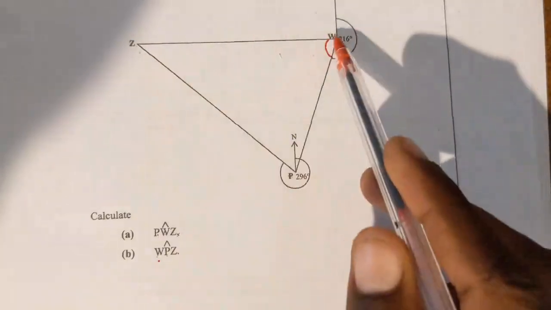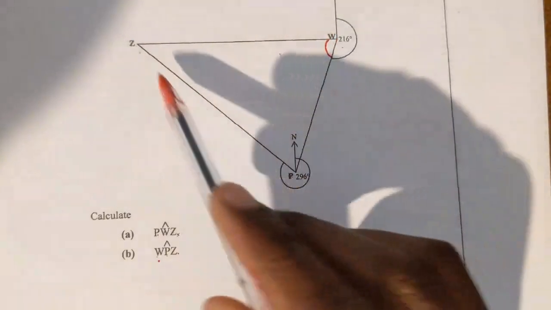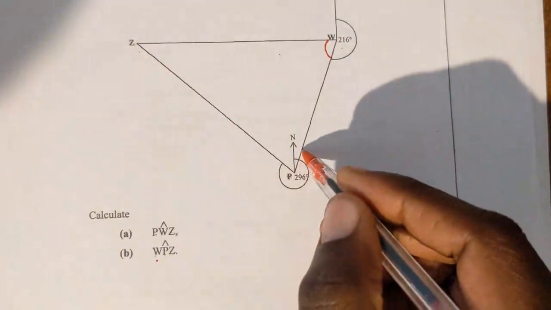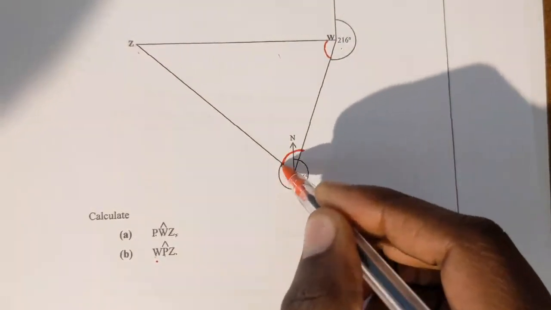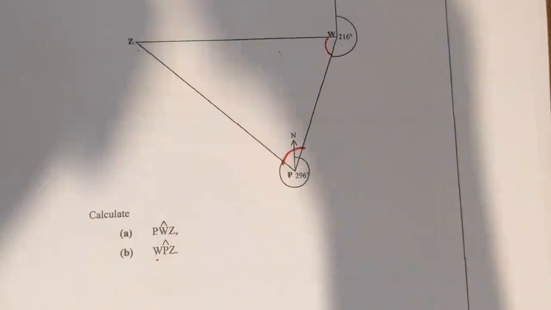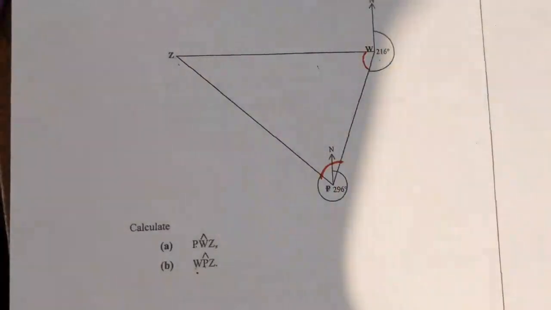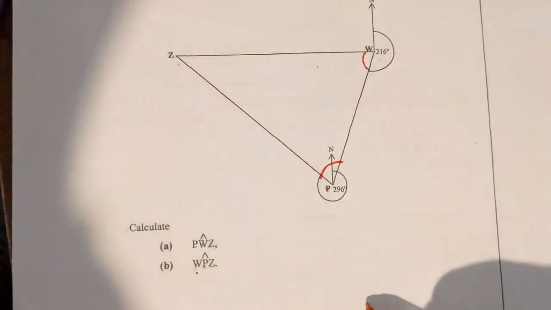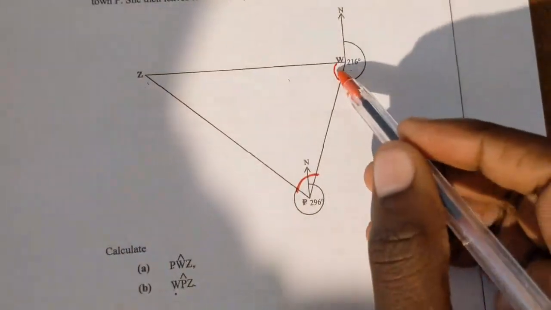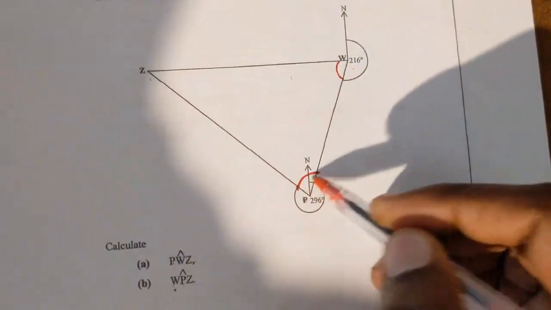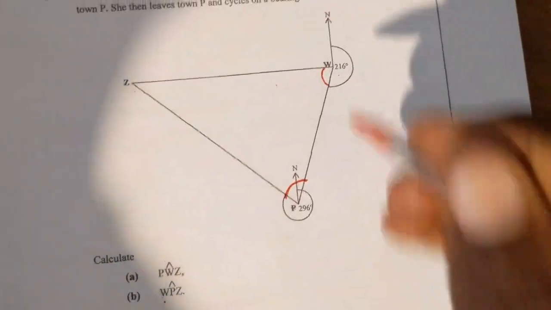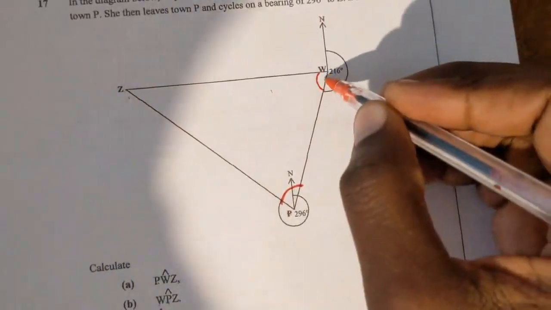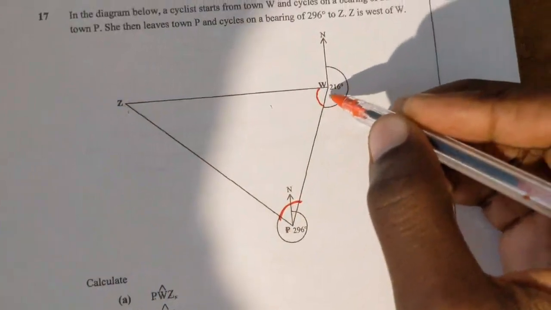WPZ. So WPZ is here. This is what they are looking for. So from here, what you're supposed to do now, you need to find this and that. Okay, so what you can do here is you look at this.